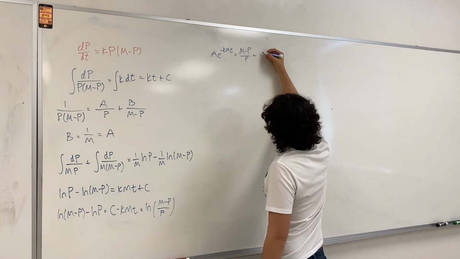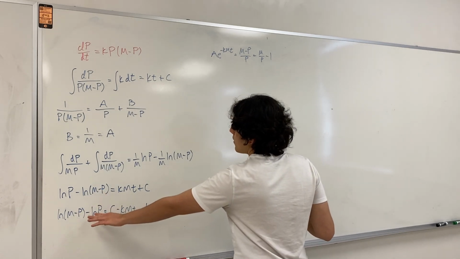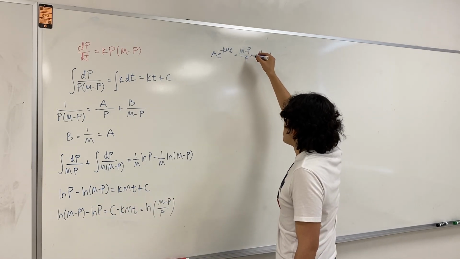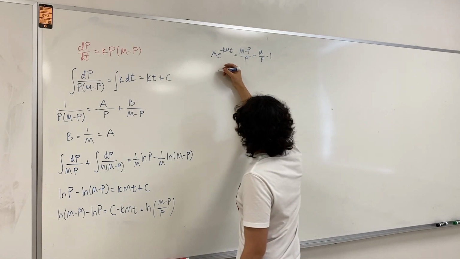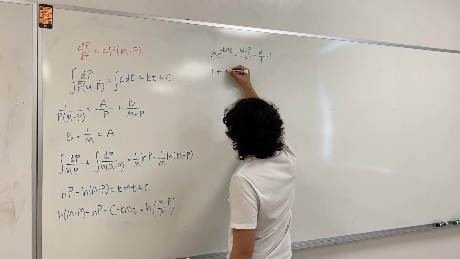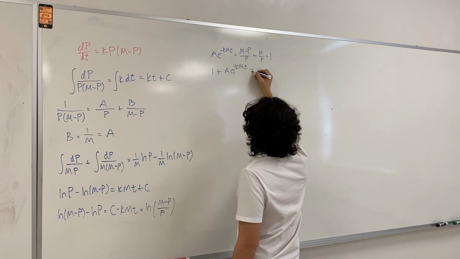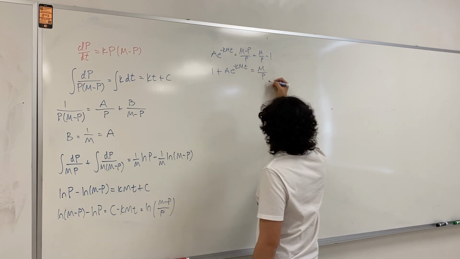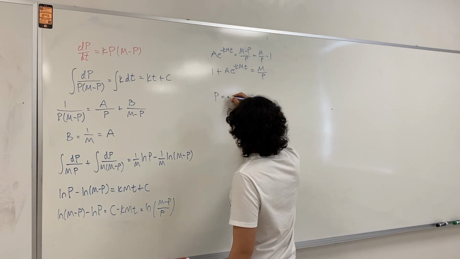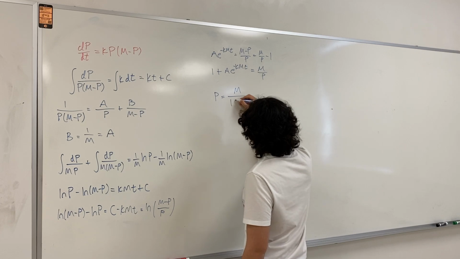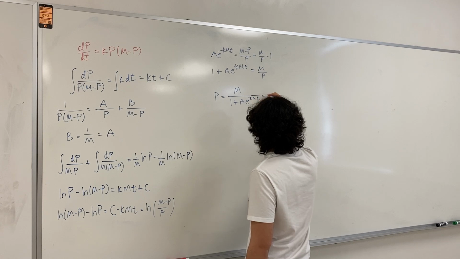We can do that like this. We can rewrite this as m over p minus 1. That is why I multiplied by -1 here, so that I would be able to divide the binomial by this p and get this 1, which is going to be really useful. I'm going to move the 1 to the left side of the equation, and we have 1 plus a times e to the minus k m times t, and this is equal to m divided by p. We just need to solve for p, so we get that p is equal to m divided by 1 plus a e to the minus k m t. Okay, sweet.